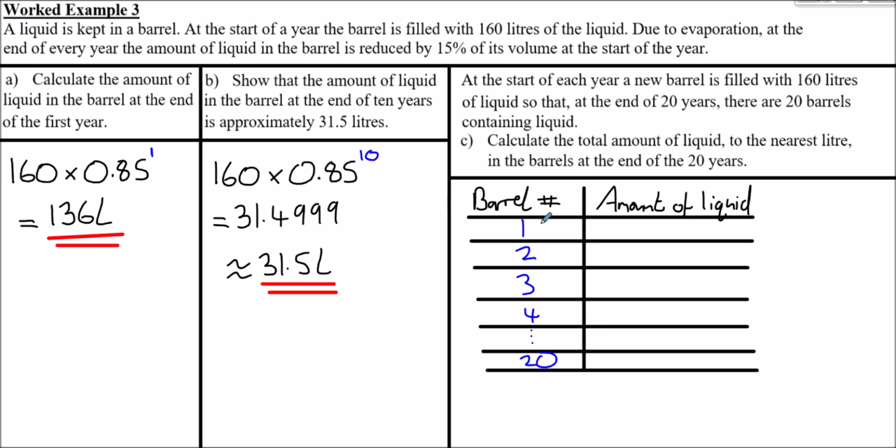The first barrel reduces by 0.85 to the power 10 after 10 years. So with the first barrel, if it's been around for 20 years, that will have reduced to 160 multiplied by 0.85 to the power 20. The next one, if it came onto the scene a year after, will have reduced by 0.85 to the power 19. The next one will have reduced by 0.85 to the power 18. By now, you should have seen a pattern forming in your mind. And finally, the last barrel, the 20th year one, will have just reduced by 15% once at the end of its first year.